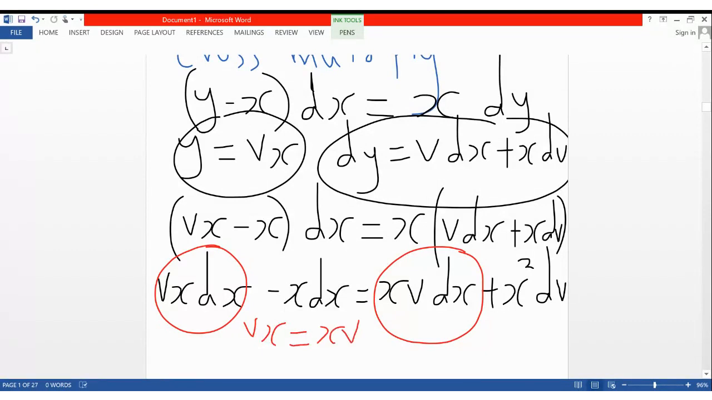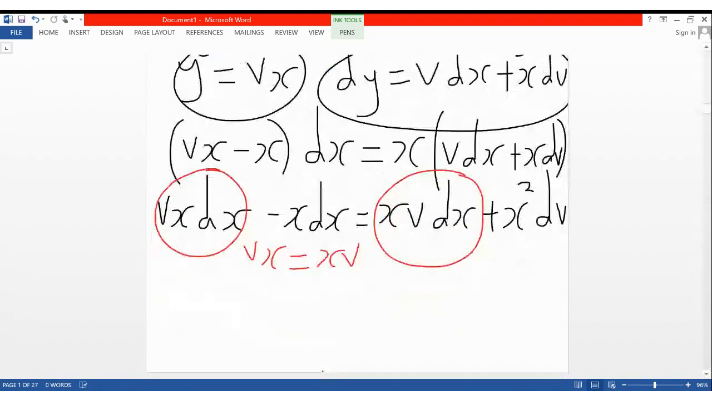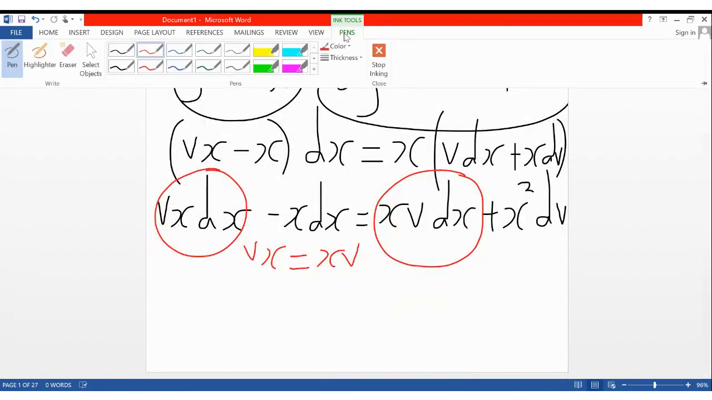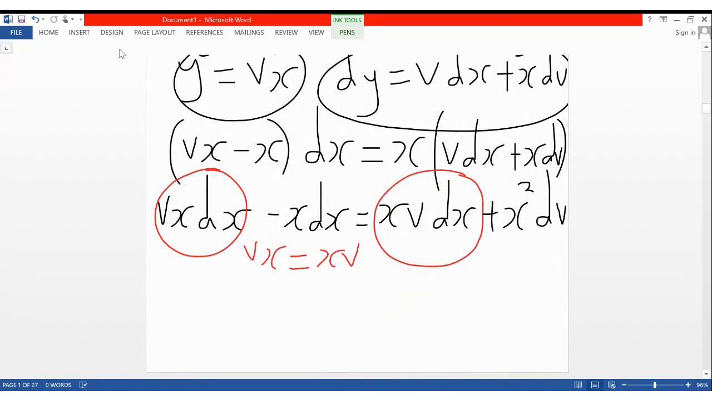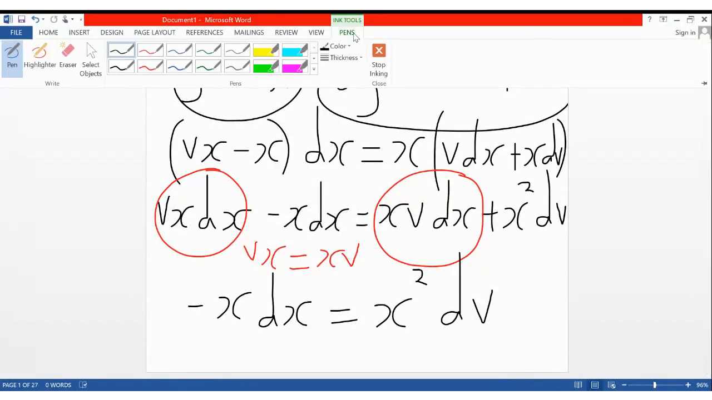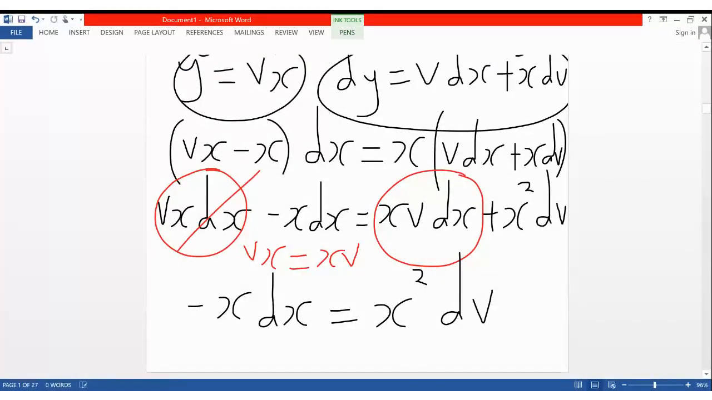So when one goes to the other side, you shall remain with what now? You shall remain with this. They are identical, those two. So we shall remain with negative x dx is equal to x squared dv minus x dx. So this one, that one, let me put it in blue, it has gone to zero. Why? That one has gone to zero and that one there has gone to zero.